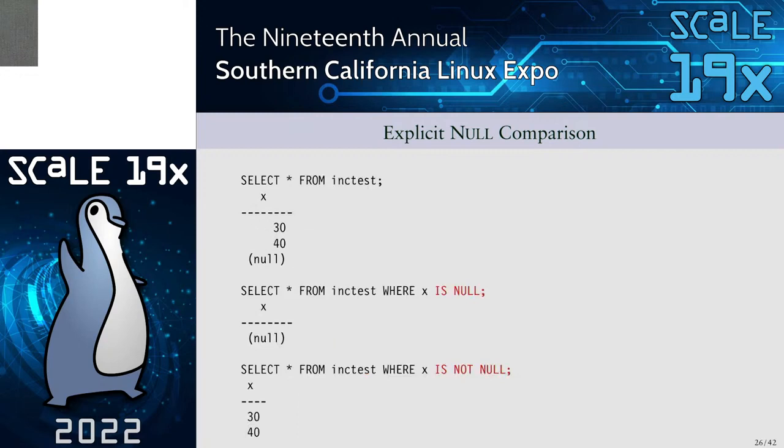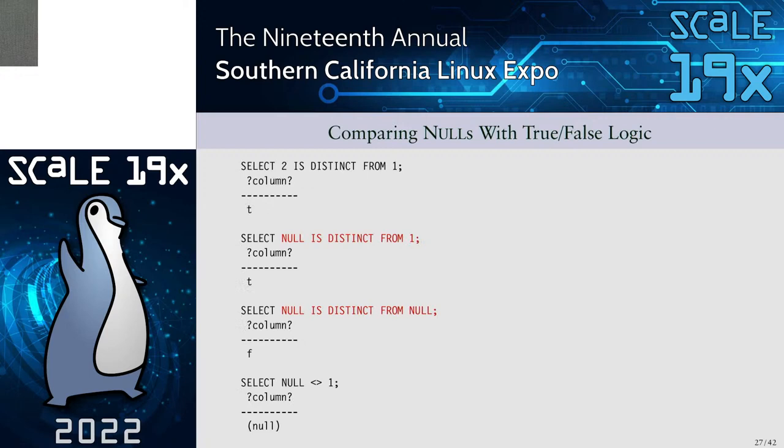Okay, so let's get a little more interesting here. Now we have our inc test table, 30, 40, null, and I'm going to be more specific. Here I say select where column is null, and I get my null out. And then down here I said is not null, and I get my column here. So if you want to split your table between nulls and not nulls, this is the classic way of doing it.